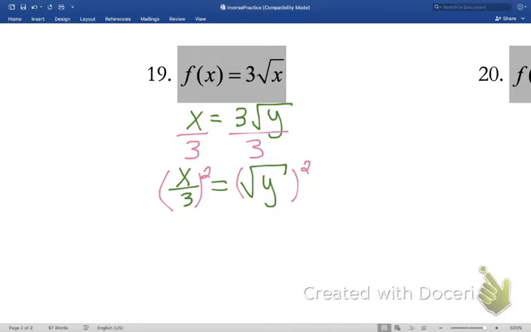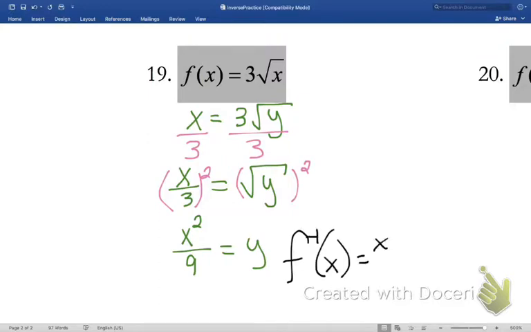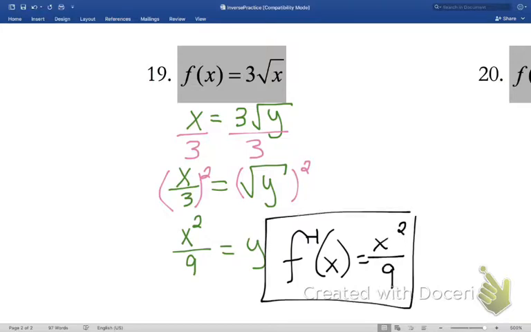Okay, so when you square a fraction, you square both the top and the bottom. So I'm going to end up with x squared divided by 9. That equals y because the square and the square root cancel. So now I can write my inverse notation because y is by itself. And my inverse function is equal to x squared divided by 9.